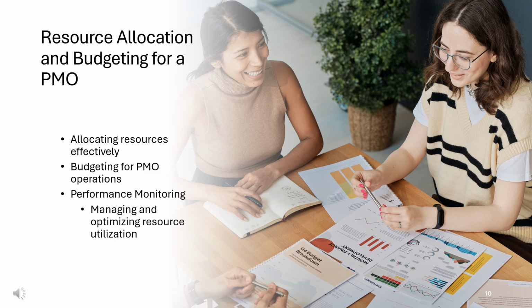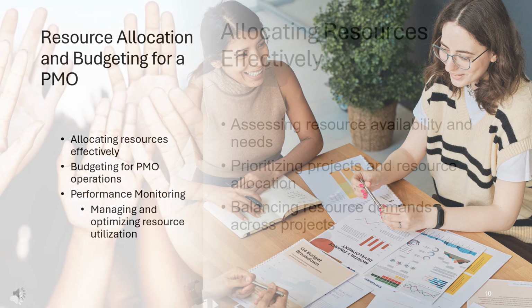Additionally, managing and optimizing resource utilization helps ensure that resources are used effectively and efficiently. Regular performance monitoring and continuous improvement processes help identify areas for improvement and ensure the PMO operates within its budget. By effectively allocating resources and managing the budget, you can ensure the PMO delivers value and supports the organization's project management needs.